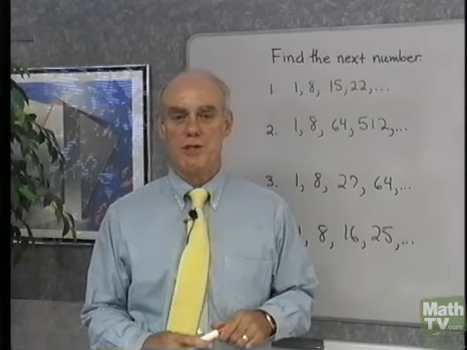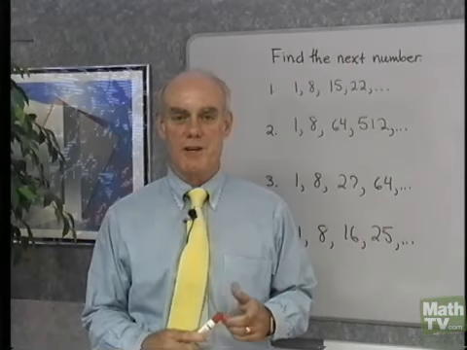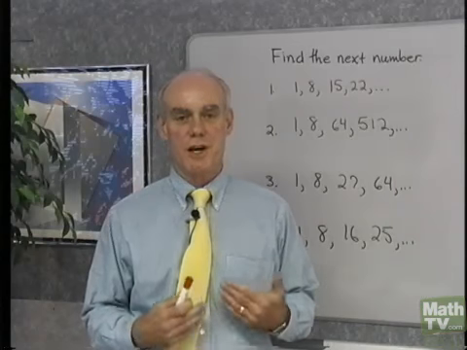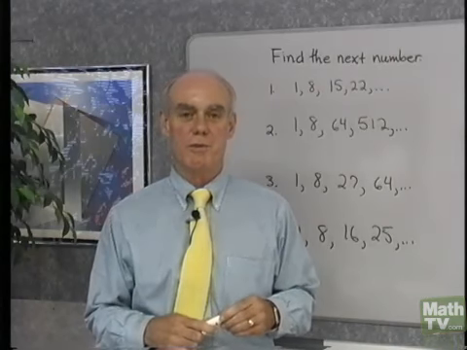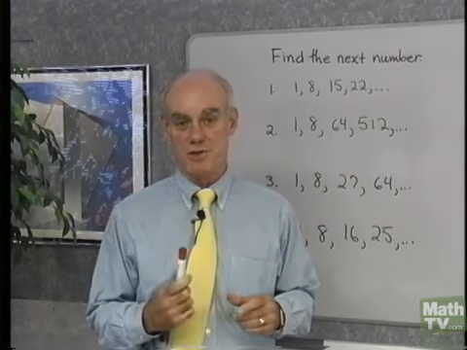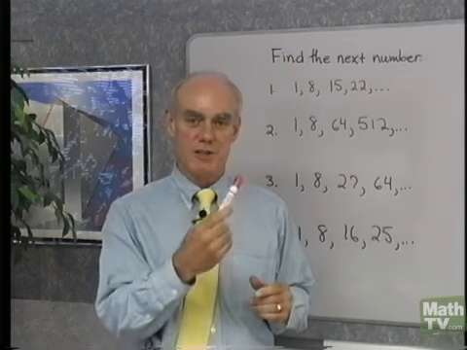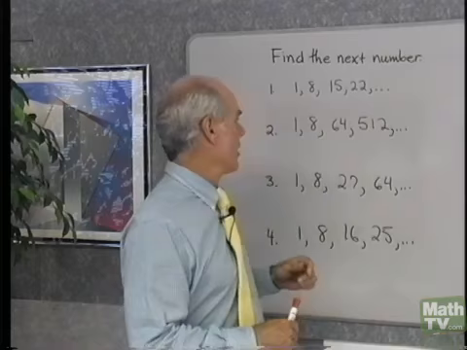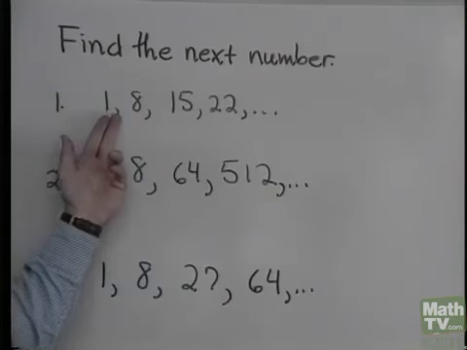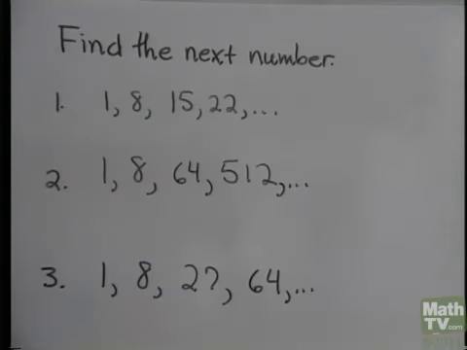I've written 4 number sequences on the board here, and what we want to do is find the next term in each sequence. The reasoning process that we use when we find the next term in a sequence of numbers is called inductive reasoning. We look for a pattern in the first few numbers and then see if we can continue that pattern. Our first sequence here is 1, 8, 15, 22.